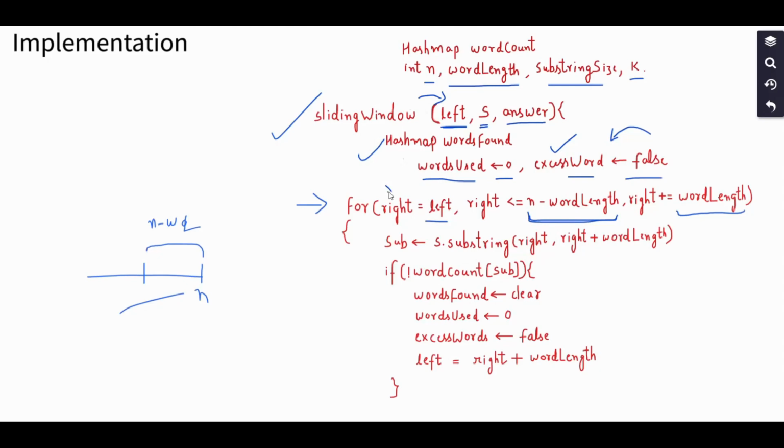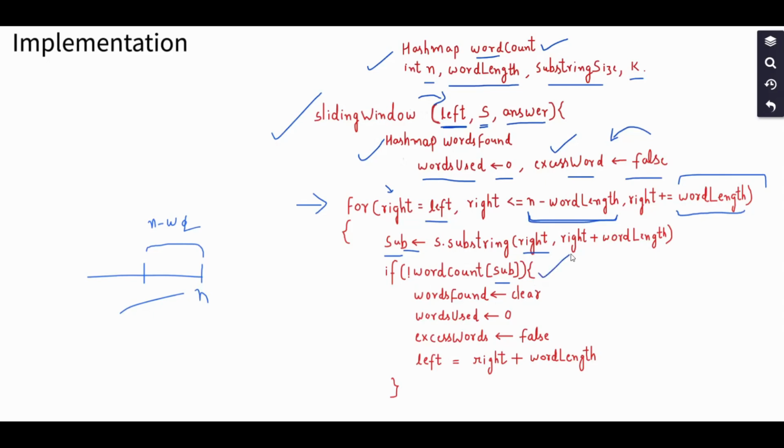Then for each starting index, I construct a substring of length word length, and I check if this substring is present in the hash map or not. So I have already constructed my word count hash map beforehand using the words array we are given. I insert all the entries in the words array into this hash map. Then I check if the particular word is a valid word or not, that means if it is present in the words array or not.